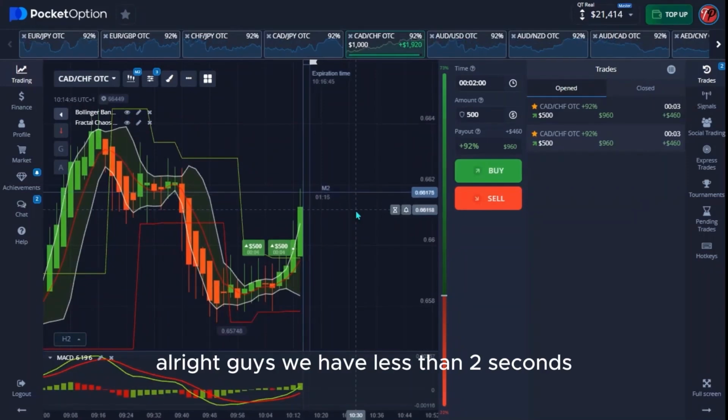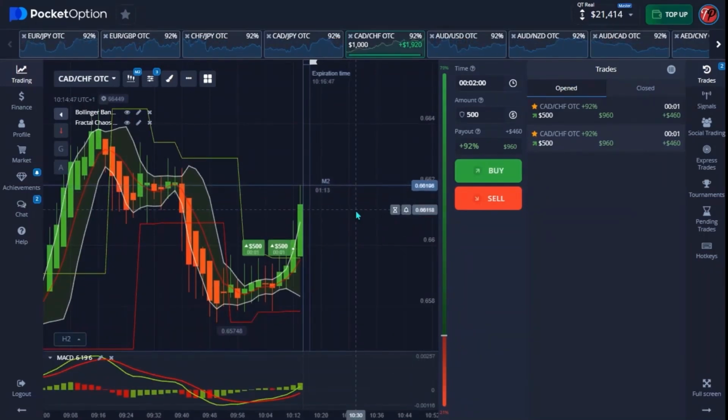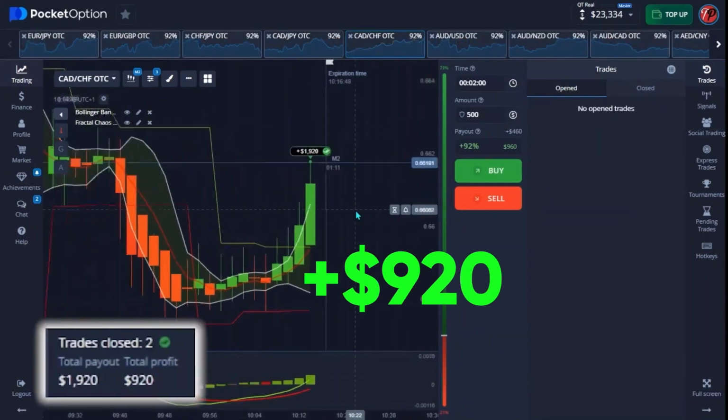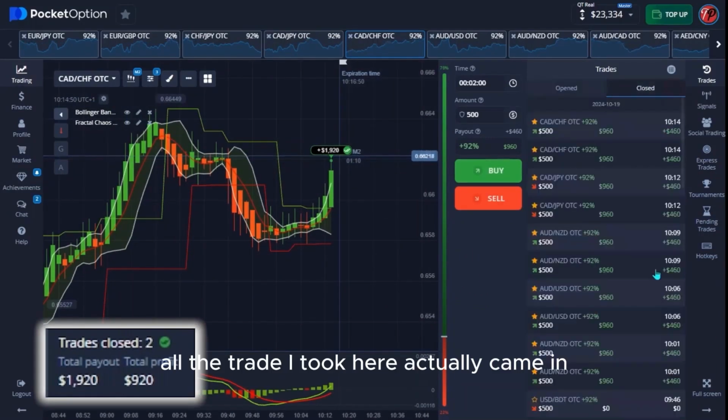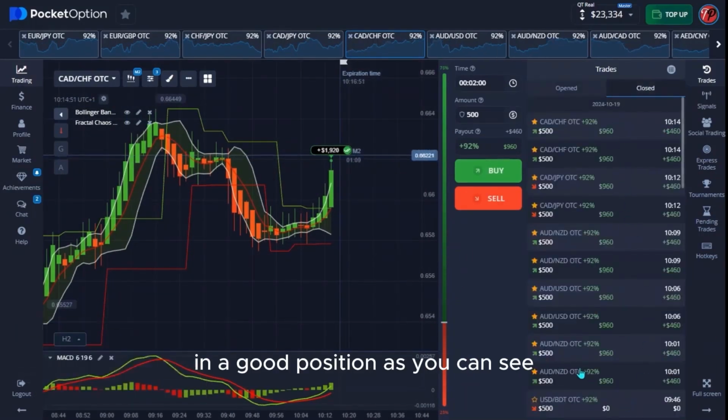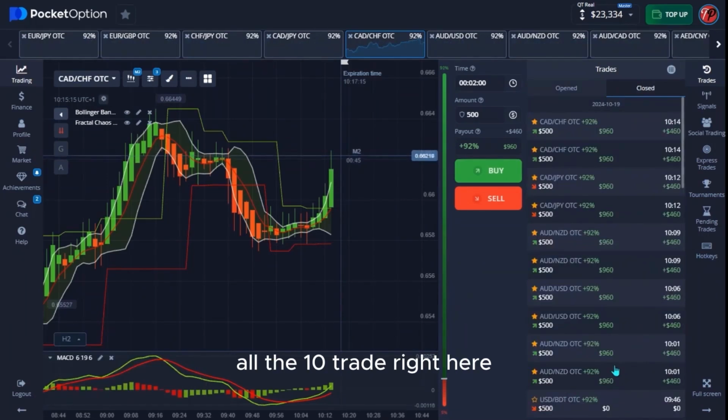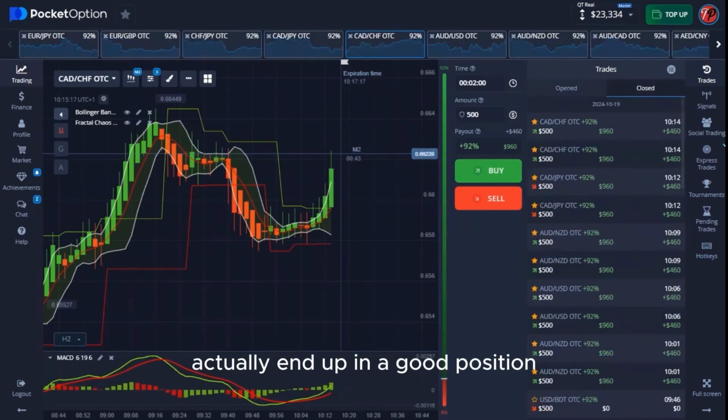All right guys, we have less than 2 seconds. All the trades I took here actually came in a good position. As you can see, all the 10 trades right here actually ended up in a good position.